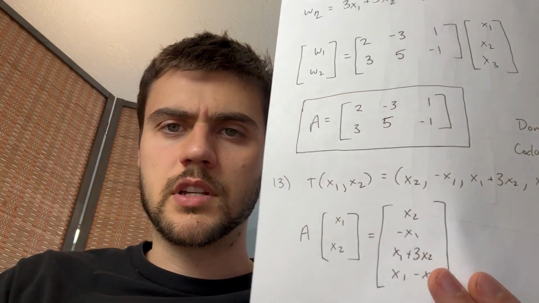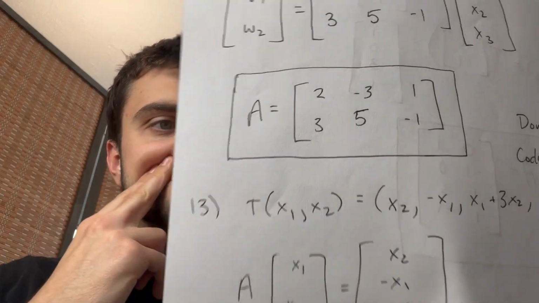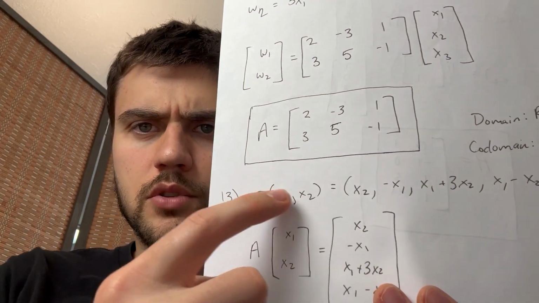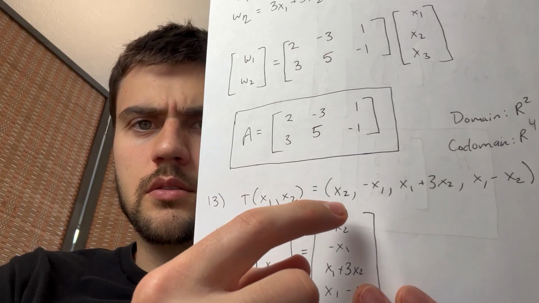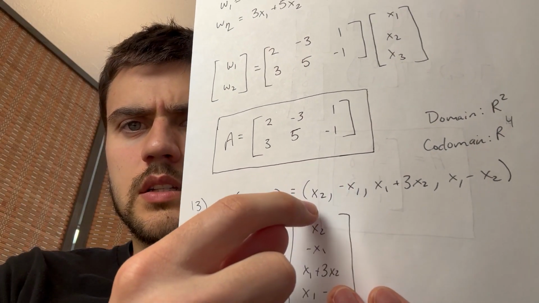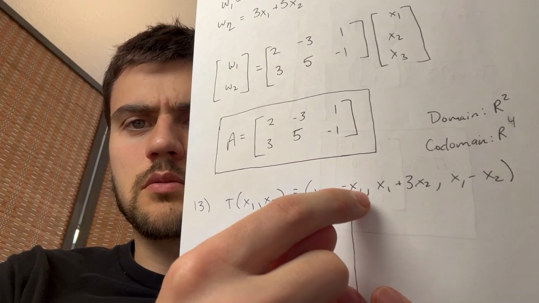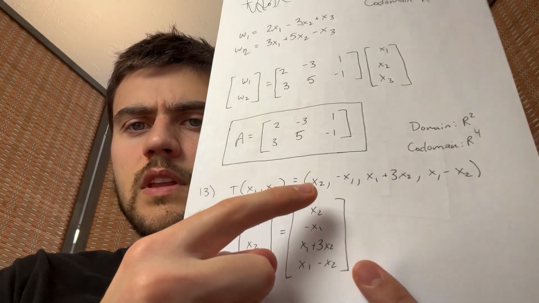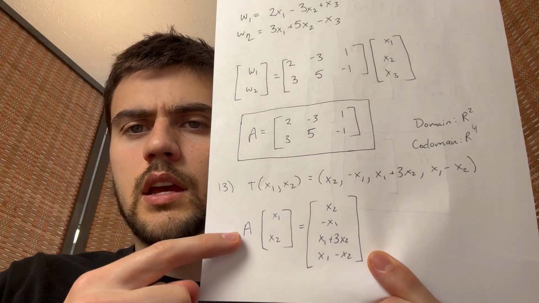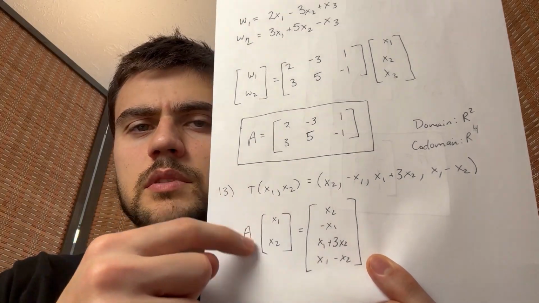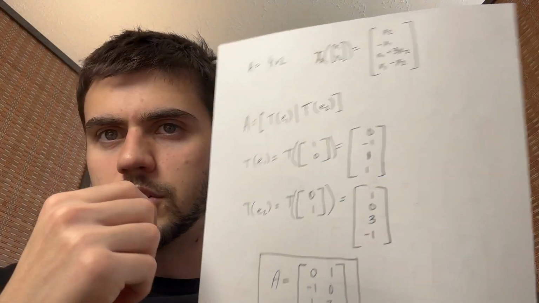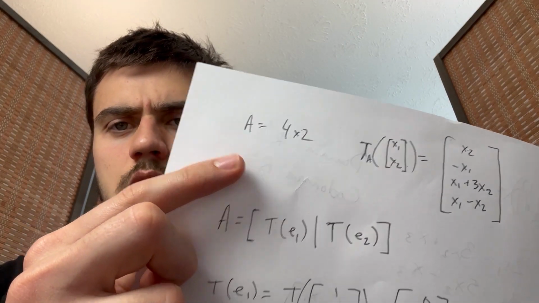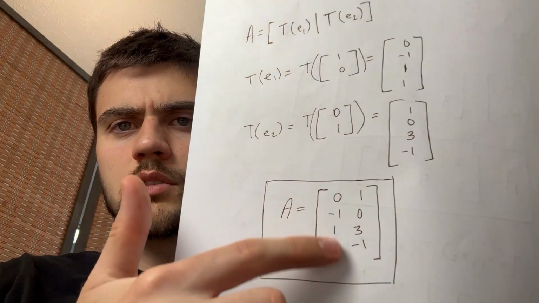Then the next one, we're doing the same thing, trying to find the standard matrix, but we're given these formulas rather than equations. So we're going from R2, the transformation of x1, x2. And then I think this is R4 because it says x2 comma, negative x1 comma, this expression comma, and then there's a fourth entry. A times this is this. This can also be written as T of, and that's how you would rewrite it. And A is going to be a 4x2 matrix.